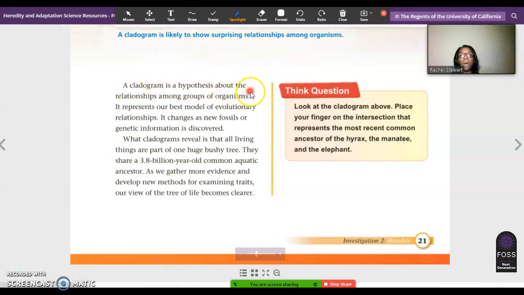A cladogram is a hypothesis about the relationships among groups of organisms. It represents our best model of evolutionary relationships. It changes as new fossils or genetic information is discovered.